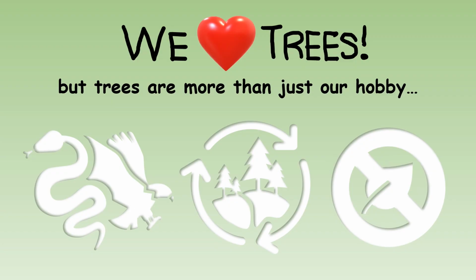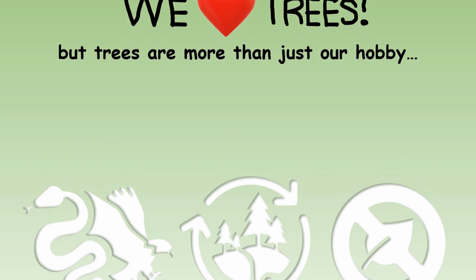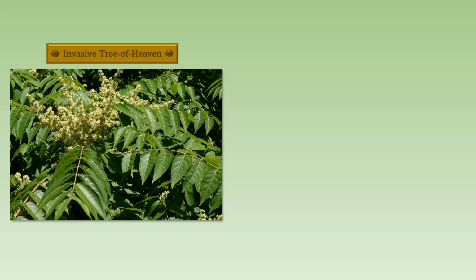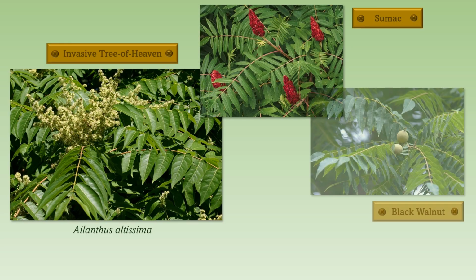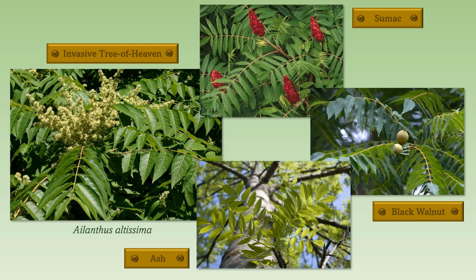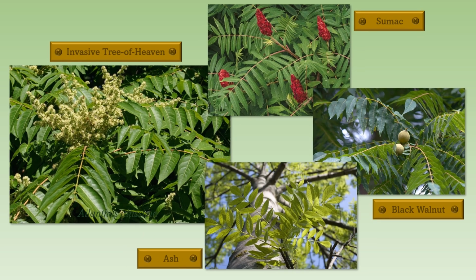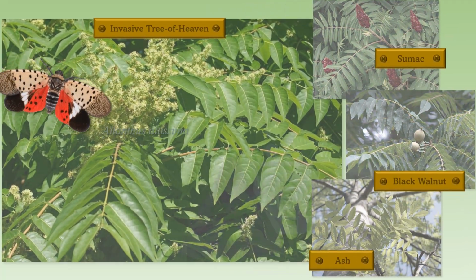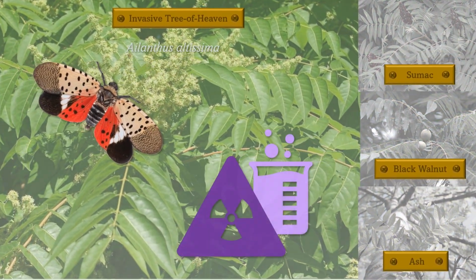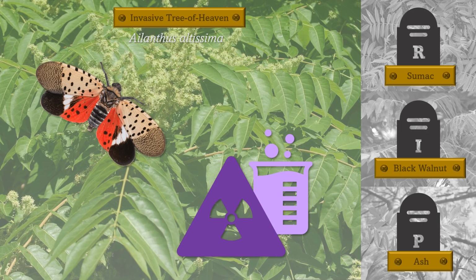Often, tree species look similar, but are quite different and have different implications for forest management. For example, the invasive tree of heaven, or Ailanthus altissima, can look like some of our native trees, such as sumac, black walnut, or ash. If left unmanaged, tree of heaven will form thickets that crowd out native species, attract the invasive spotted lanternfly, and secrete a chemical into the soil, which is toxic to other plants.